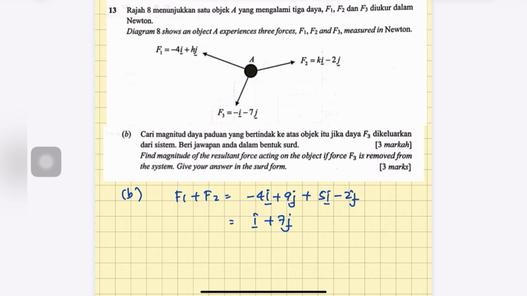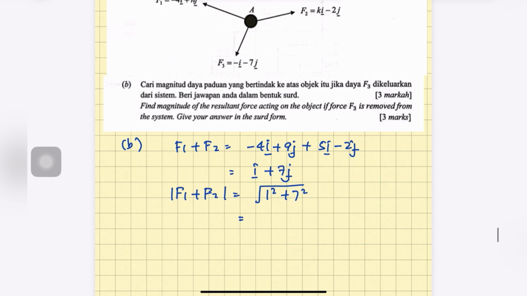Okay, so then the magnitude of F1 plus F2 is square root of 1 squared plus 7 squared. Okay, this one equals square root 50. Okay, square root 50 is 25 times 2. So square root 25 is 5, so 5 root 2.